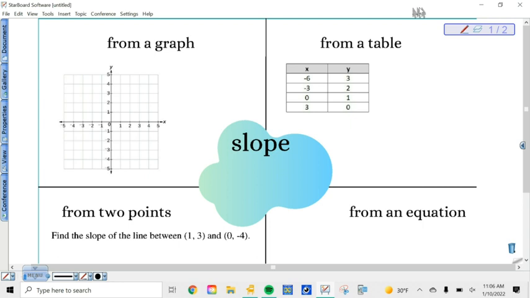Steepness of a line, that's good. Steepness of a line or the shape of a line. So let's write that down. Underneath slope, you can just write steepness or shape of a line.